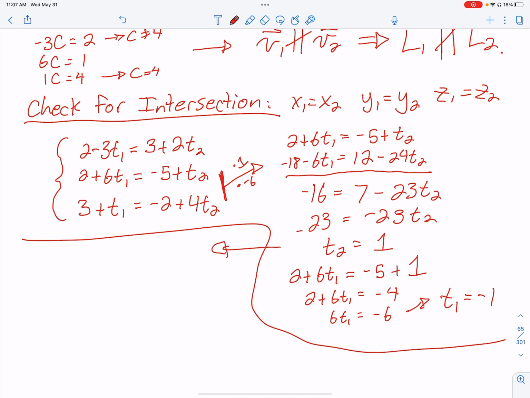Now we check T1 and T2 in the remaining equation.